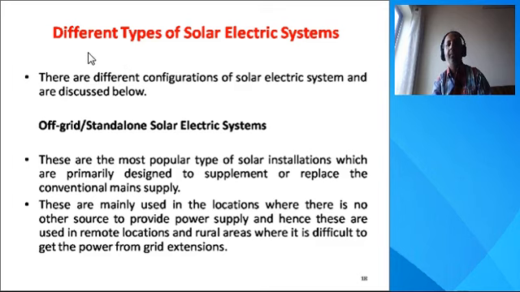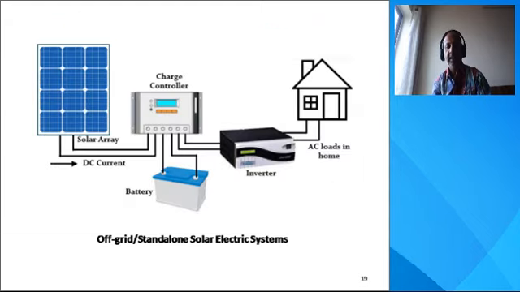Now, different types of solar electric systems. One we have discussed earlier, that is the off-grid or stand-alone solar electric system. This is the diagram for the off-grid or stand-alone solar electric system, in which the solar energy generated by the solar array is consumed at the home only. This energy is not fed back to the grid, and the system is not connected to any grid, so it is called an off-grid or stand-alone system.